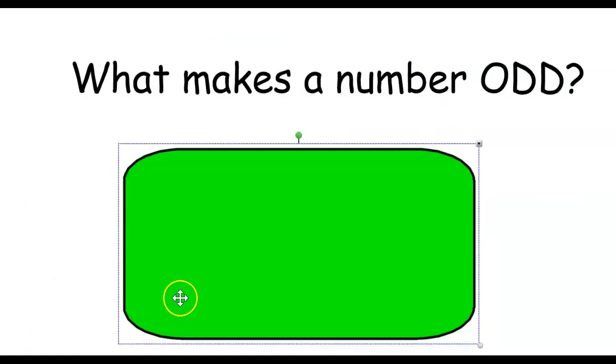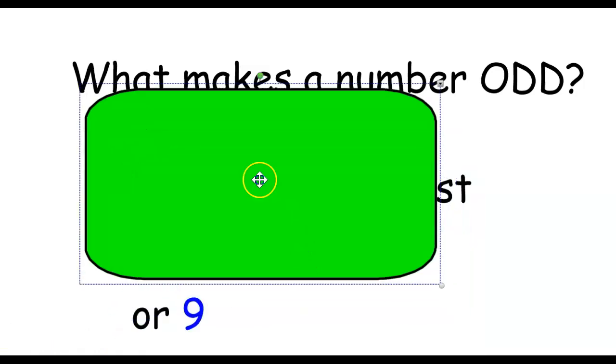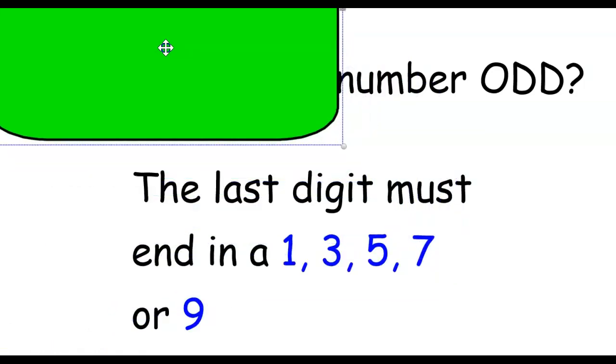So what do we know about odd numbers? What makes an odd number? The last digit must end in a 1, 3, 5, 7, or 9. And an odd number does not split equally.